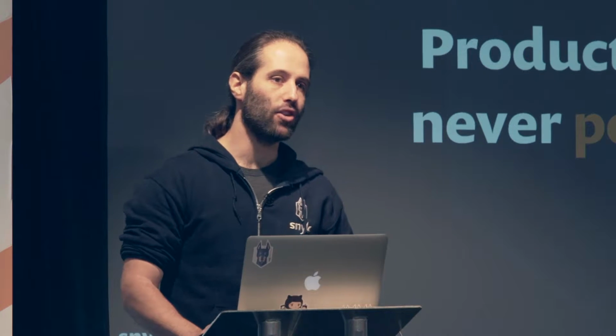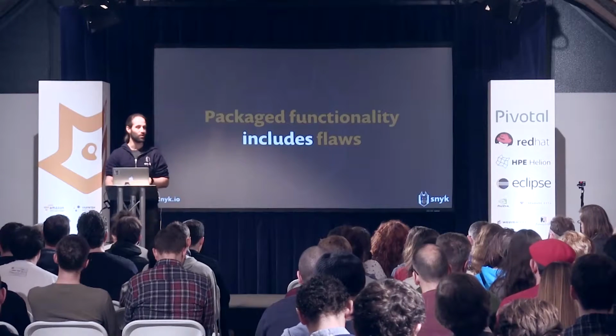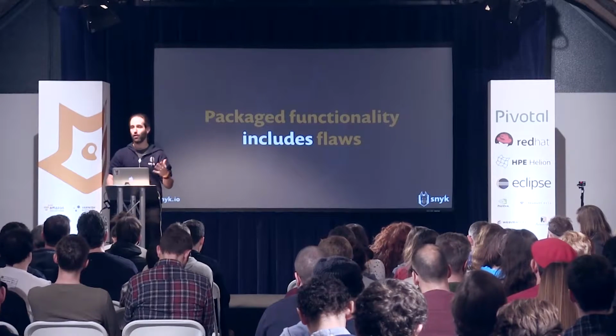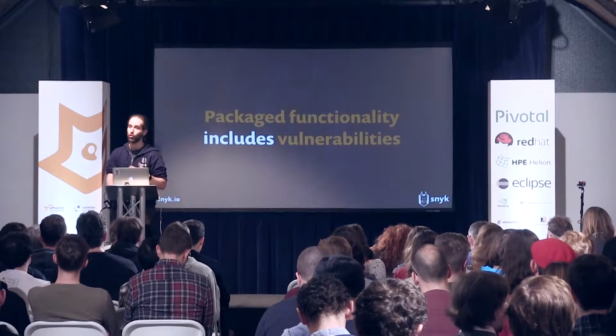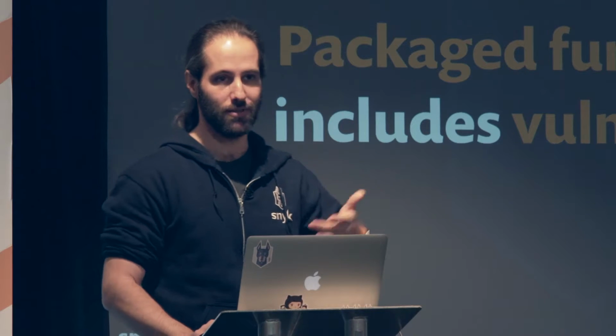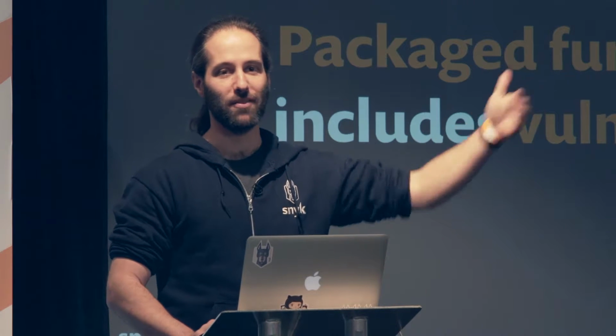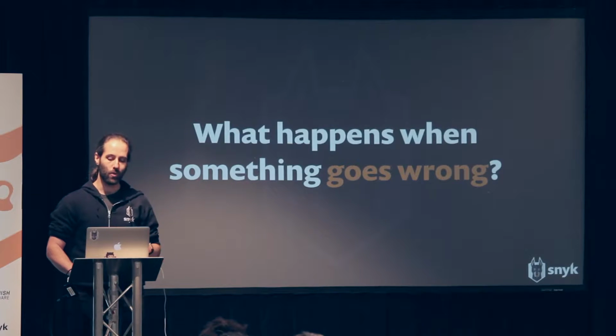As we know, products are never perfect, right? Even when you put them into a very nice package, they often have flaws. There might be some mistakes in them. In the software world, those might be vulnerabilities. There might be security flaws in them. I say might be, but it's almost an inevitability that those would happen. So what I'm going to talk about is what happens when something goes wrong.